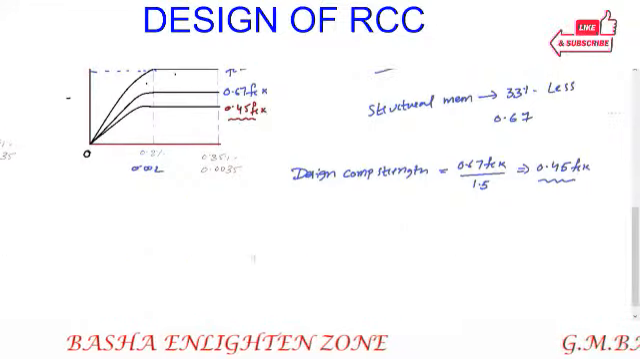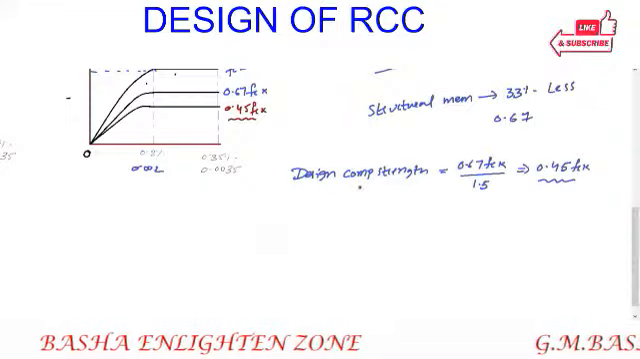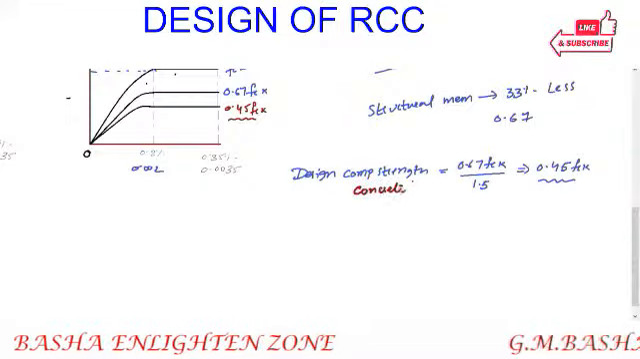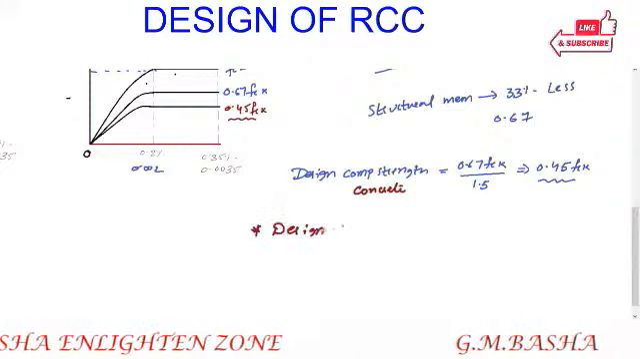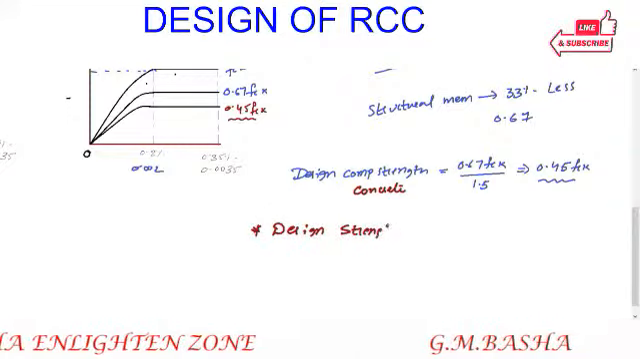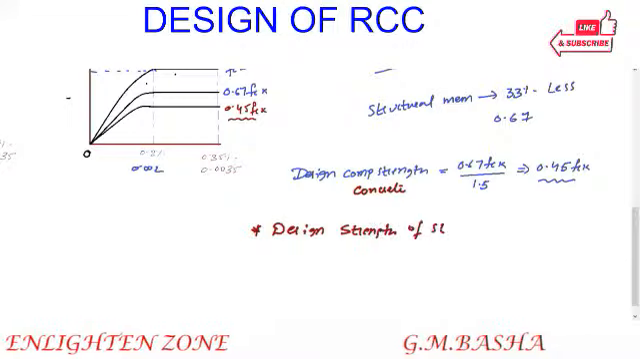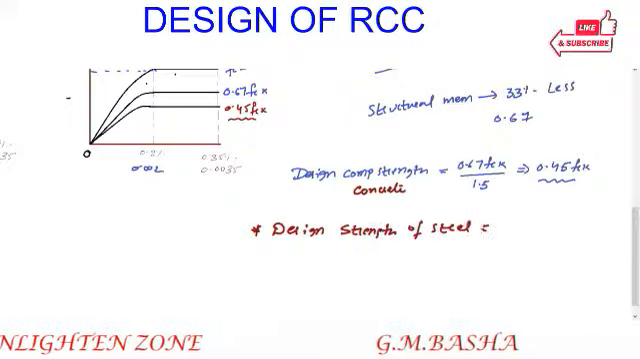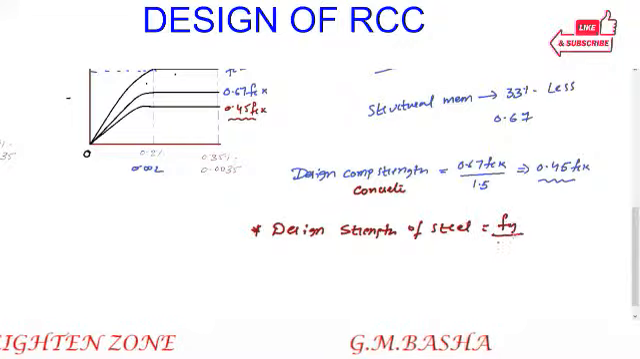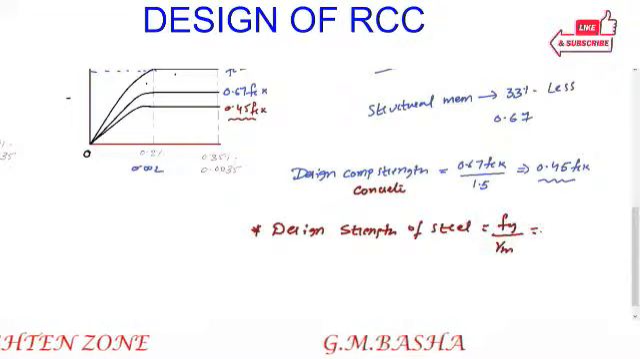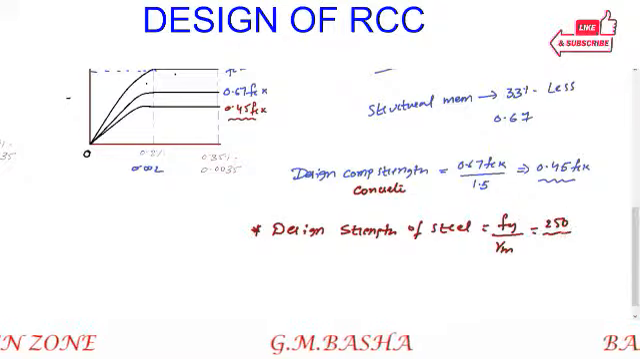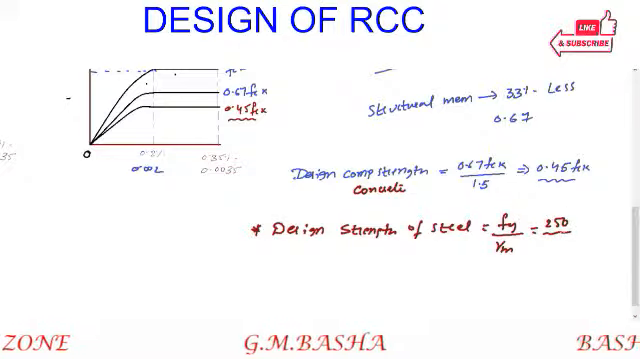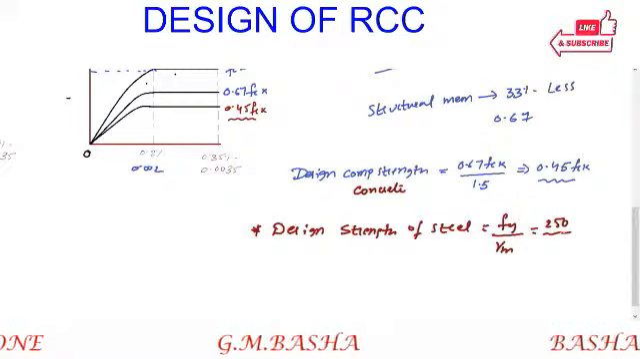So this is for concrete. I am adding one more point here: the design strength of steel. The design strength of steel will be equal to Fy by gamma m. This Fy will be equal to 250. I already told you the yield will be taken as 250.